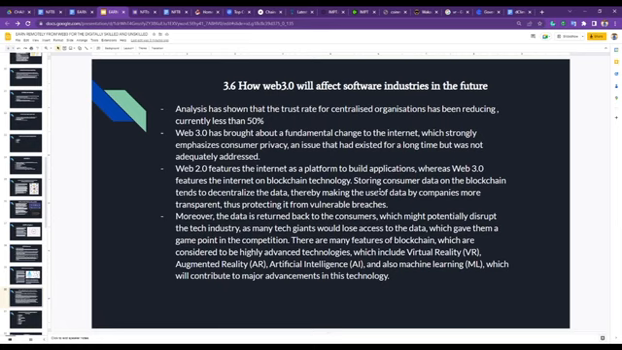So Web 3.0 has brought a fundamental change to the internet, which strongly emphasized consumer privacy, an issue that existed for a long time but was not adequately addressed. A lot of people used to complain about their privacy, how Facebook can do this, do that, how Google tracks wherever you go, and all those things. But Web 3.0 makes that data decentralized and protected.